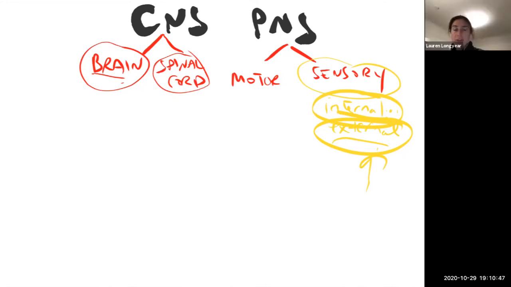So the external senses are further categorized into the general senses and the special senses? Correct. The general senses are all over your body: the touch, the temperature, the pain. And the special senses are the ones in the head: the hearing, the vision, the taste, olfaction.